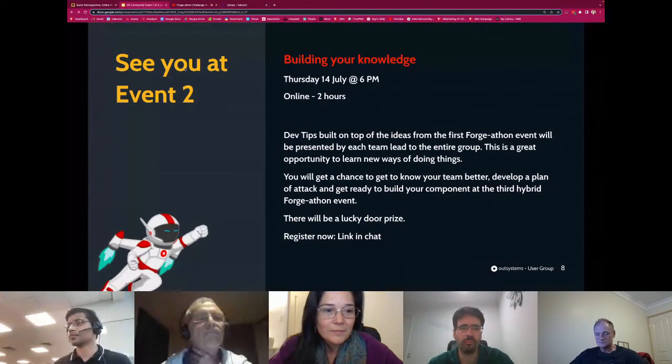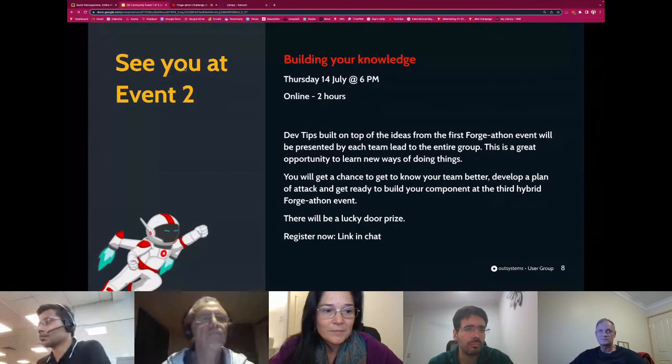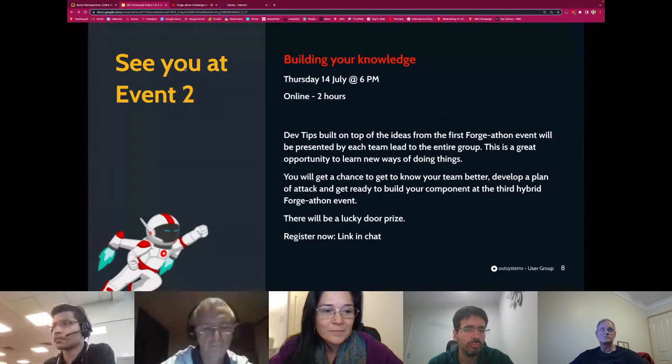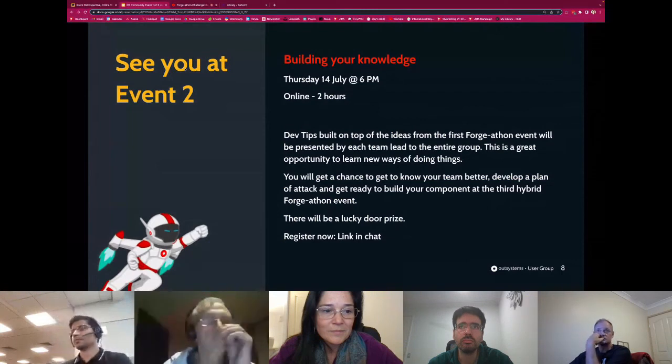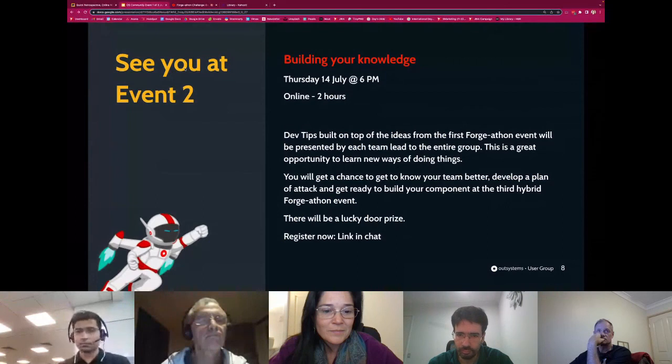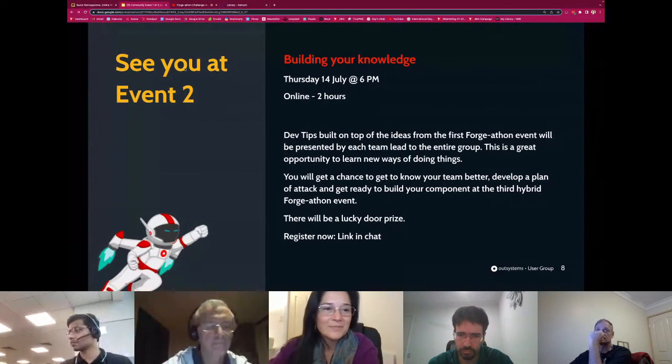Starting to set up, establish roles. Who's going to play what role in creating the Forge component? You could have someone who specializes in front-end development in your team, someone who specializes in server-side actions, whatever the case may be. You'd be able to talk about how everyone can play a role in the construction of your Forge component. And that's what we're looking to do in Event 2.